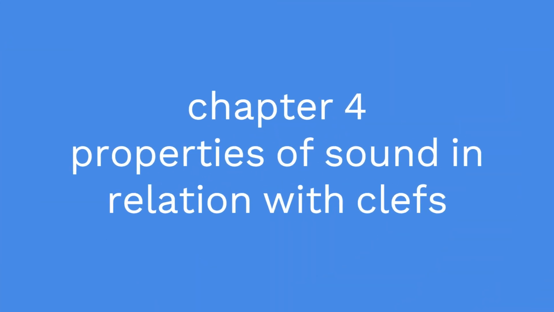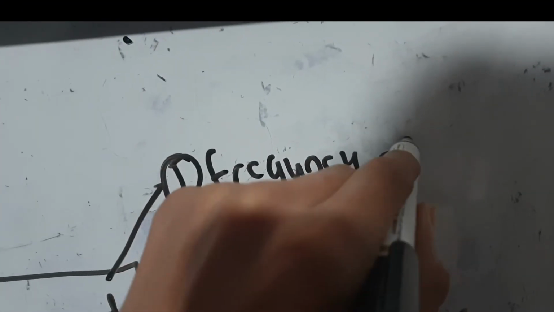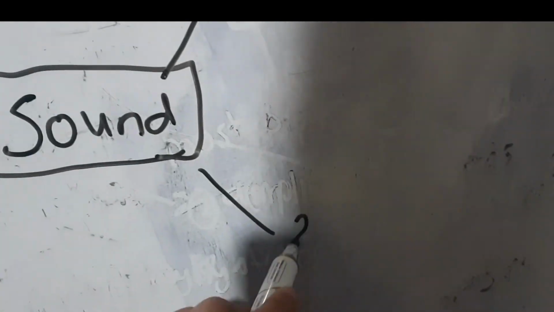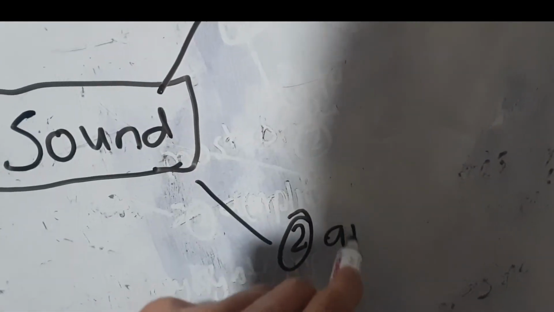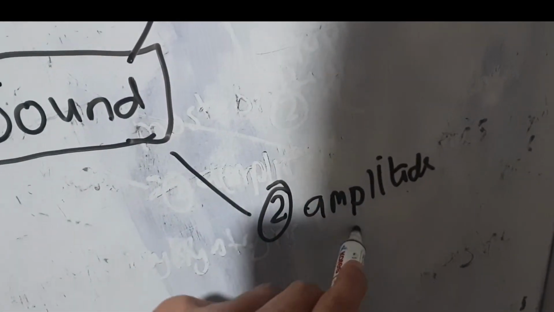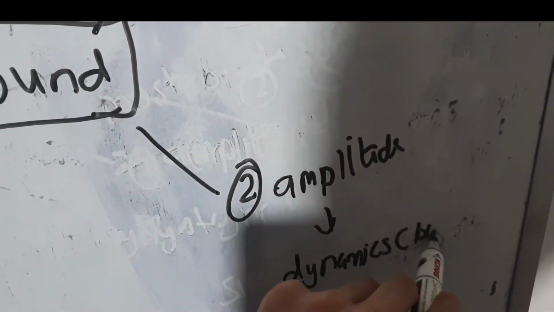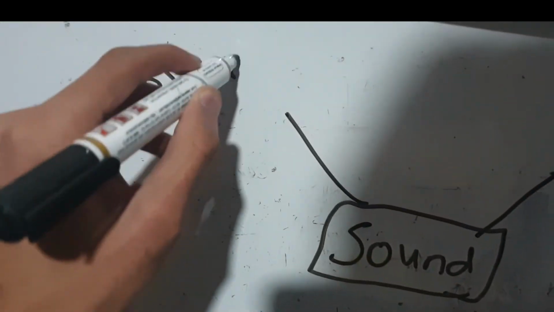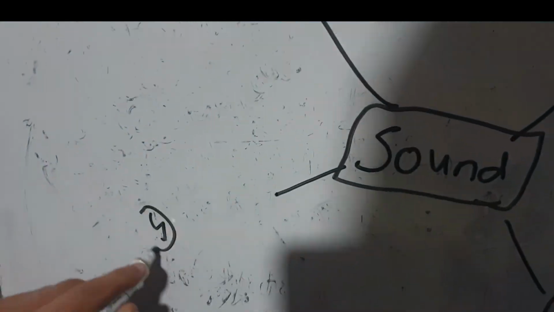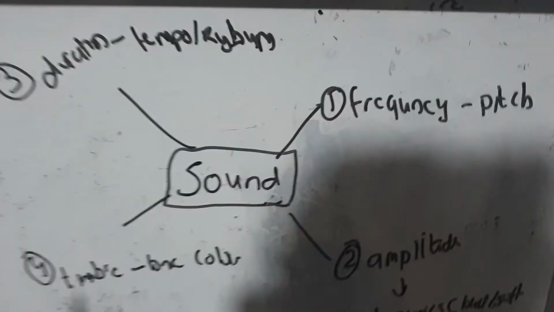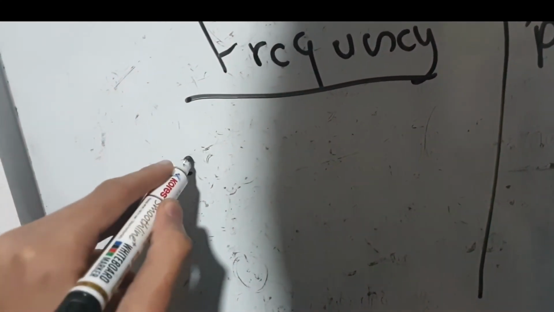There are four important properties of sound. Number one, frequency, which means pitch. Amplitude, which means dynamics, loud or soft. Duration, tempo or rhythm. Timbre, tone color. Let's break down each term one by one.